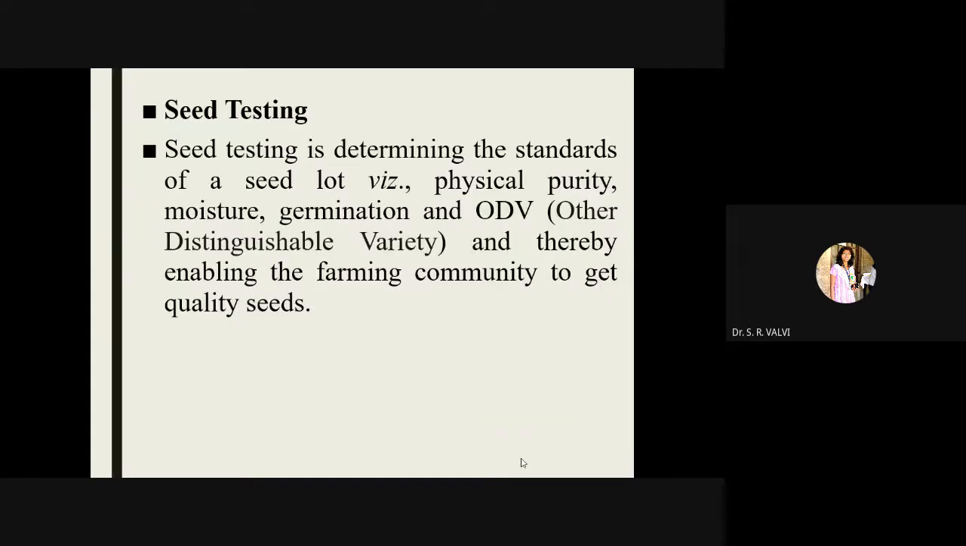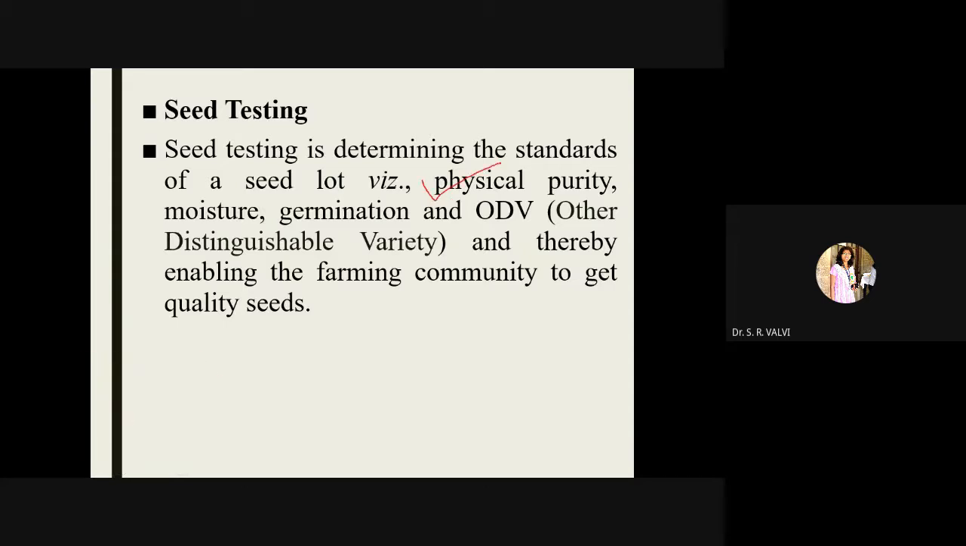Now see, why is this seed testing done? And which are those standards set by the ISTA? Which standards are they using to do this seed testing? Seed testing is determining the standards of a seed lot via physical purity, moisture.